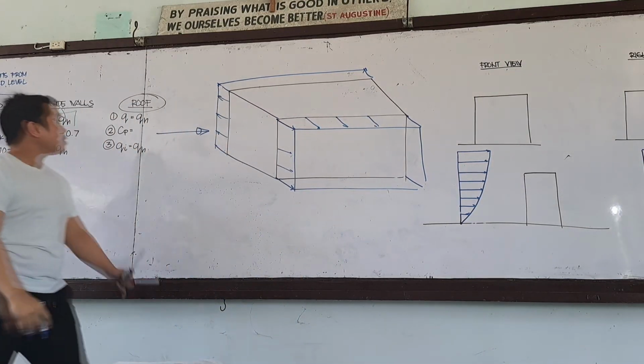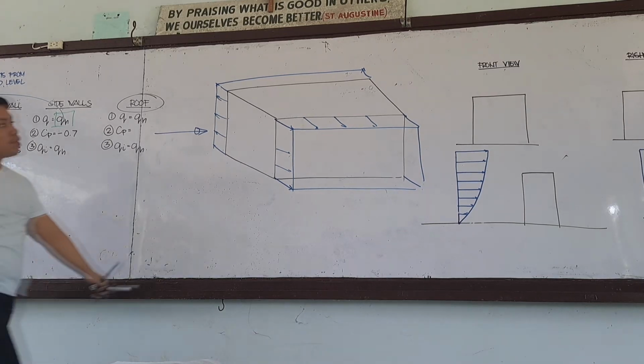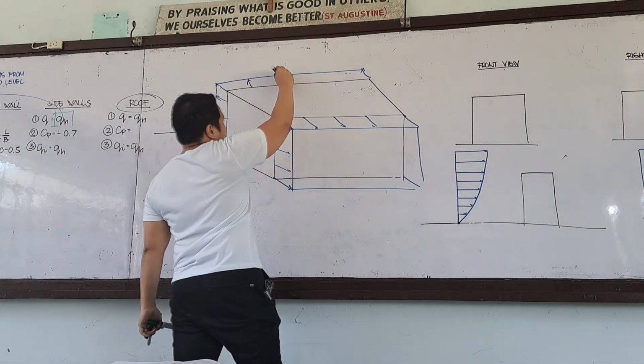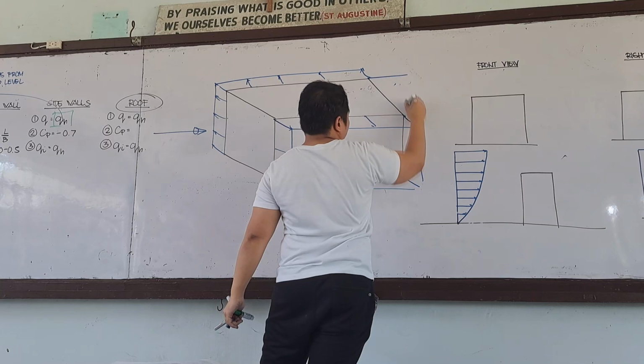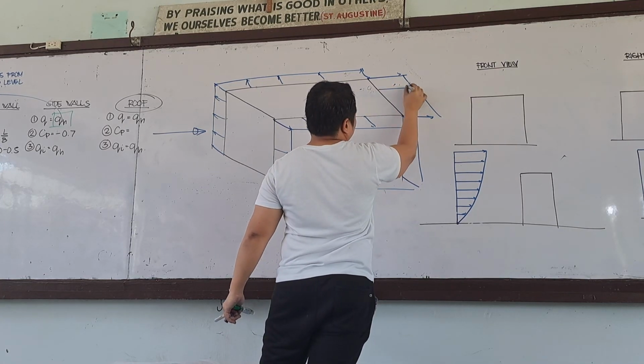Same with our leeward wall, which is qh. So our value of wind pressure is also always uniform.